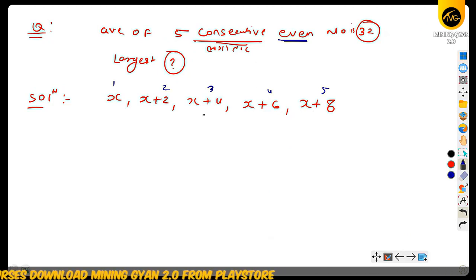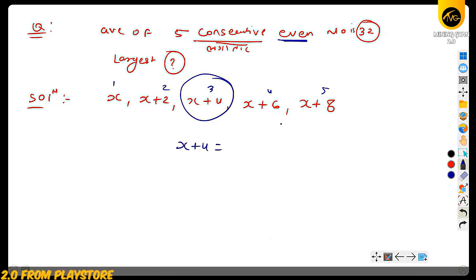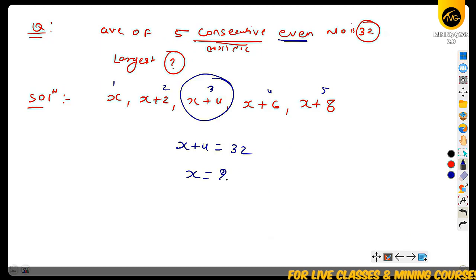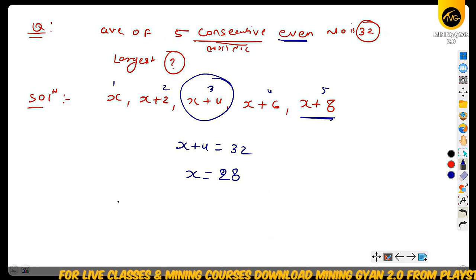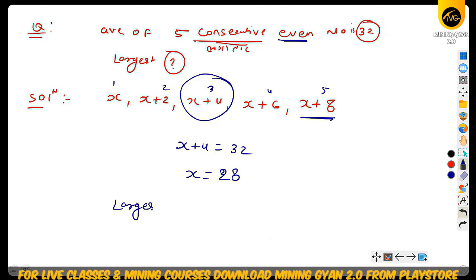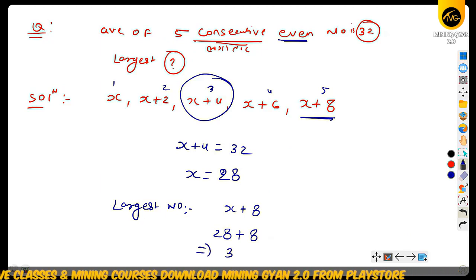Now what is the mid number? So the mid number is x plus 4. Now x plus 4 is equal to the average of these 5 consecutive even numbers, that is 32. Now x is equal to 28. So just add 8, x plus 8, and you will get the largest number. x plus 8, 28 plus 8, right? 36 is the correct answer.